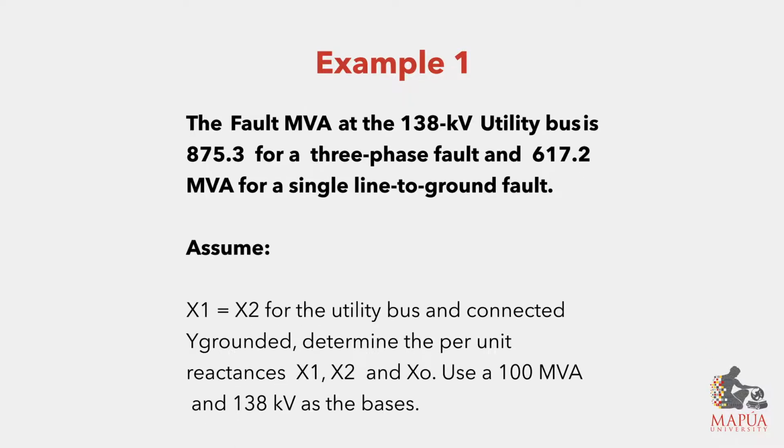Let's consider example 1. The fault MVA at the 138 kV utility bus is 875.3 for a three-phase fault and 617.2 MVA for a single line to ground fault. Let us assume that the positive and the negative reactances for the utility bus, connected Y-grounded, are equal, and let us determine now the per unit reactances X1, X2, and X0. We're going to use 100 MVA and 100 kV as the bases.